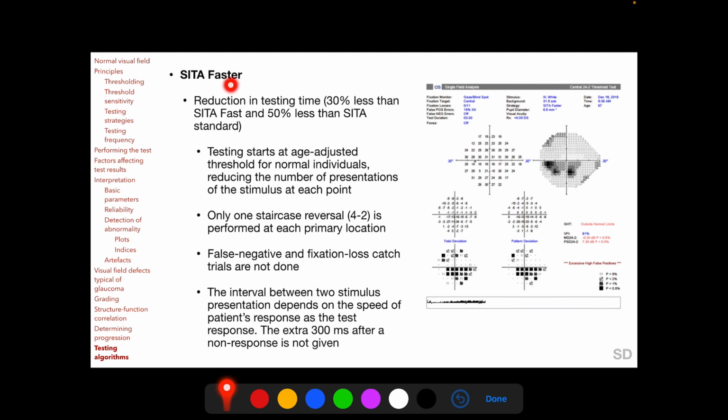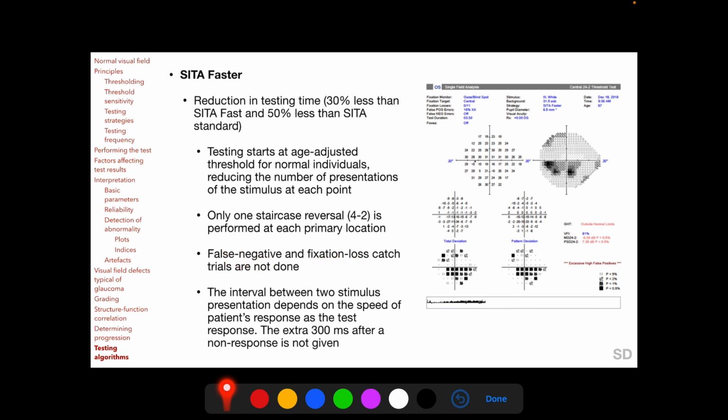SITA Faster became available much later, around 5 years back, and it further reduces the testing time. The testing time required with the SITA Faster algorithm is 30% less than with SITA Fast and 50% less than with SITA Standard. In SITA Faster, testing starts at the age-adjusted threshold for normal individuals, reducing the number of presentations of the stimulus at each point. Only one reversal is performed at each primary location, and it is important to note that with the SITA Faster algorithm, false negative and fixation loss catch trials are not done.